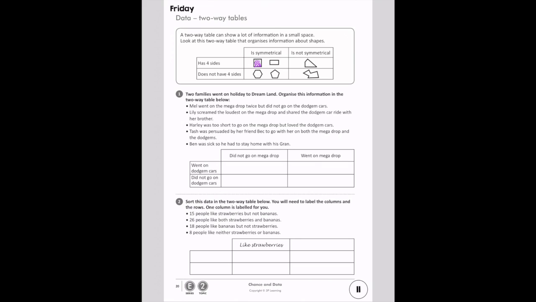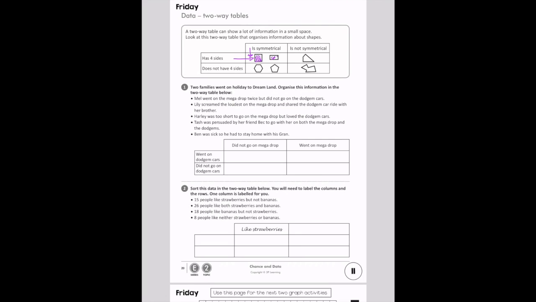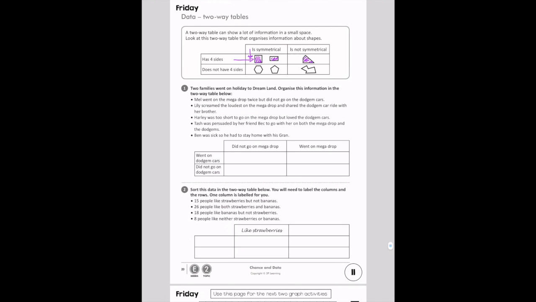This square has four sides and it is symmetrical. Okay, this rectangle here also has four sides and is also symmetrical. This shape here also has four sides, but it's not symmetrical. That's why it's under the not symmetrical column.